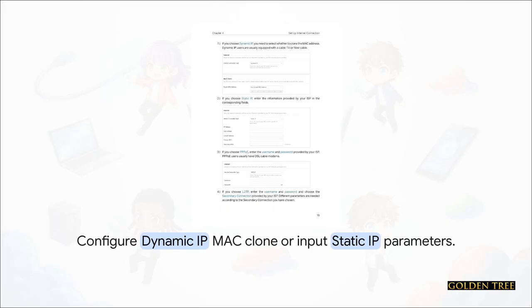If you select Dynamic IP, leave the default MAC address as is, unless your ISP specifically restricts access to a pre-registered device. In that case, you must select Clone. If your network requires a static IP, carefully input the exact IP address, subnet mask, default gateway, and primary DNS values supplied by your provider.